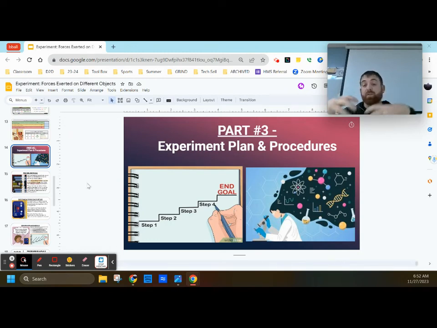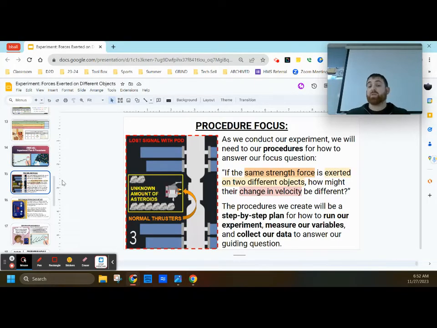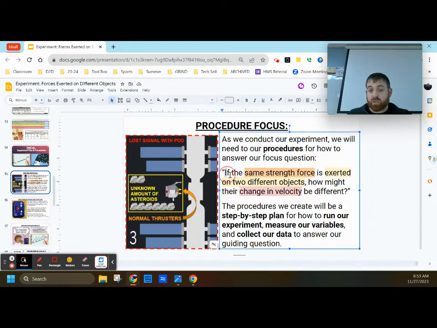Now that we've gone over the variables within our experiment that we're going to be testing and how to measure velocity, we're now going to talk about how to create a plan and procedure for what you're going to be doing within our experiment. So we know that as we conduct our experiment, we're going to need to have procedures for how to answer our focus question. Our focus question is, if the same strength force is exerted on two objects, how might their change in velocity be different? The procedures that we create are going to be a step-by-step plan for how to run our experiment, measure our variables, and collect our data to answer this question.